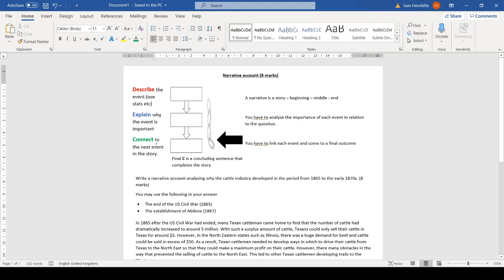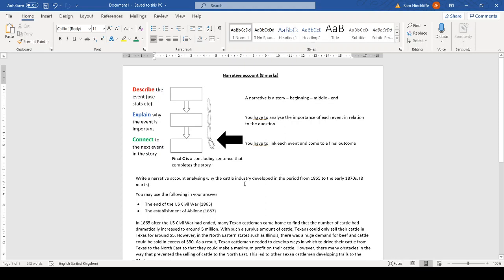And the connect just comes in a sentence really, and I've got an example to show you. So it's quite straightforward, but students do find it quite difficult. It's a sentence that explains the linkage to the next part of the story. In the final paragraph, the end, you're not going to have a connecting sentence because the story is over. So for the last C, we say a concluding sentence that completes the story, like an overall conclusion.